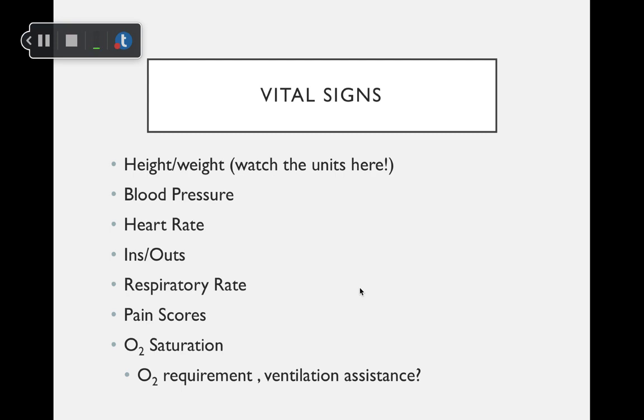Vital signs, make sure you watch the units for height and weight. I know when I was staffing last year, we had a nurse that would notoriously mix up kilograms and pounds. And when you're dosing things like vancomycin, that can be a really big deal. So if you see a patient that their weight is entered maybe as 130 pounds, and you think to yourself, well, that would be a really easy thing, 130 kilos.